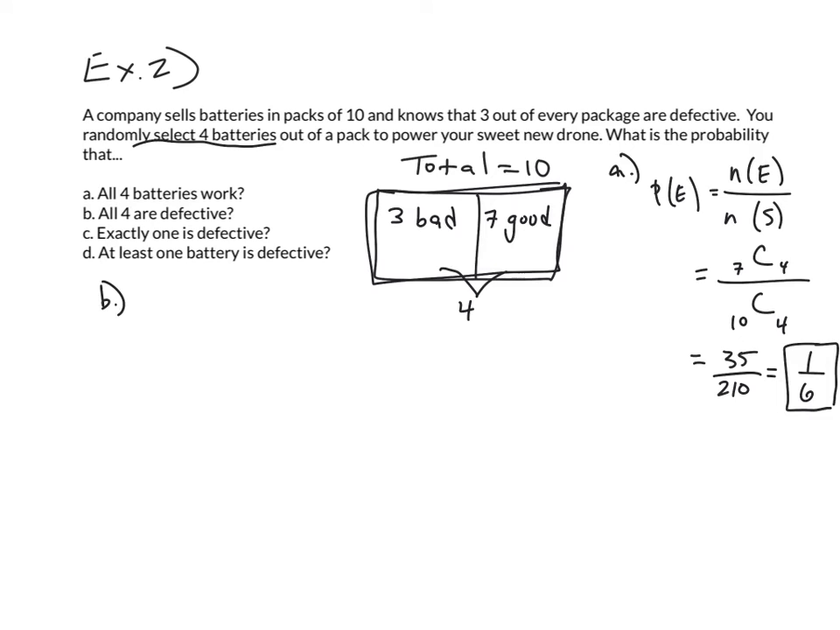Part B, what is the probability that all 4 are defective? Well, this is kind of a trick question. If you look carefully at the setup, there's only 3 defective in each package, so there's no way that all 4 of them can be defective, so that probability is 0.